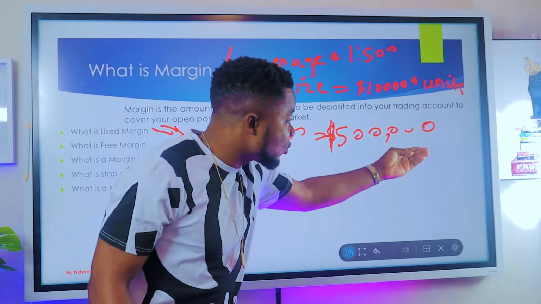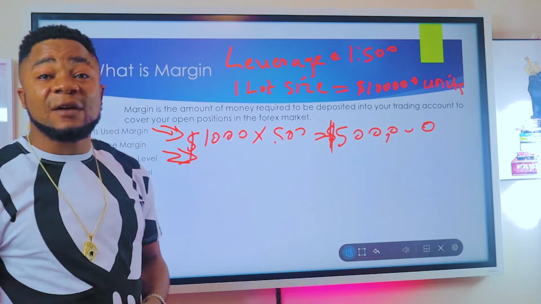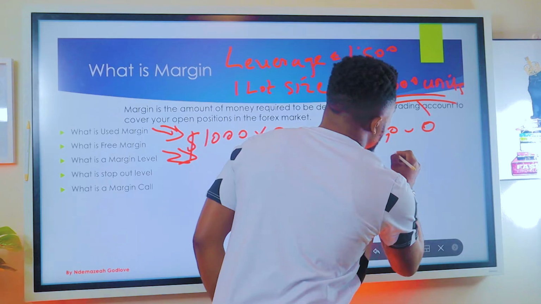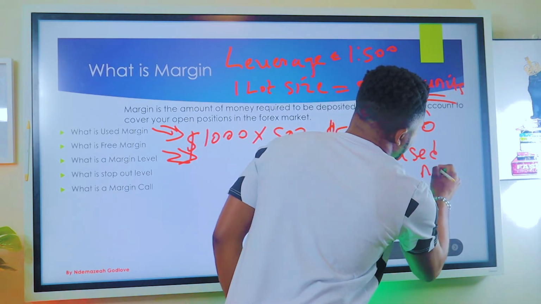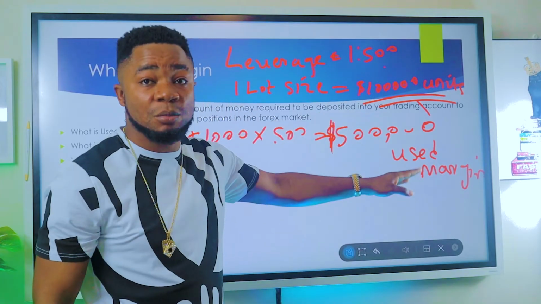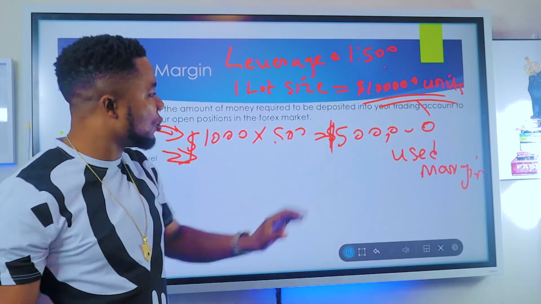So this 100,000 will stand for the used margin, because this is the margin we've already used out of 500,000. All right. Good.